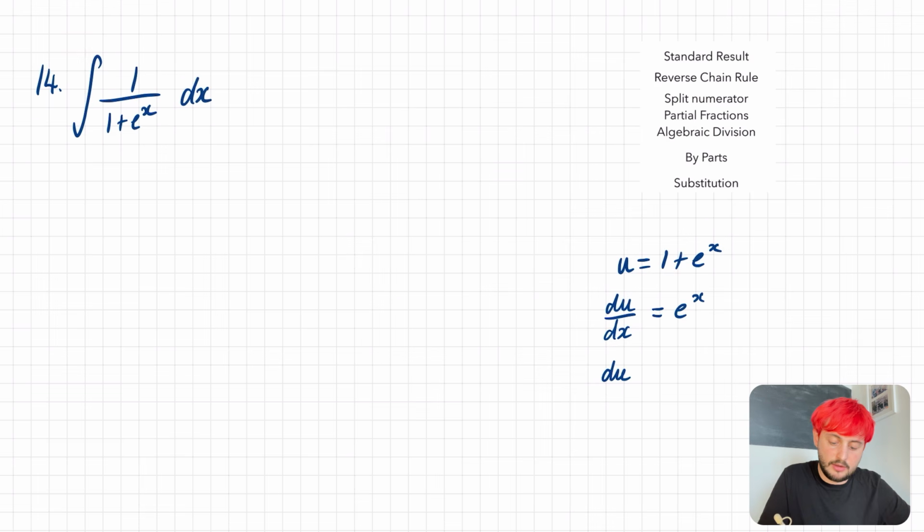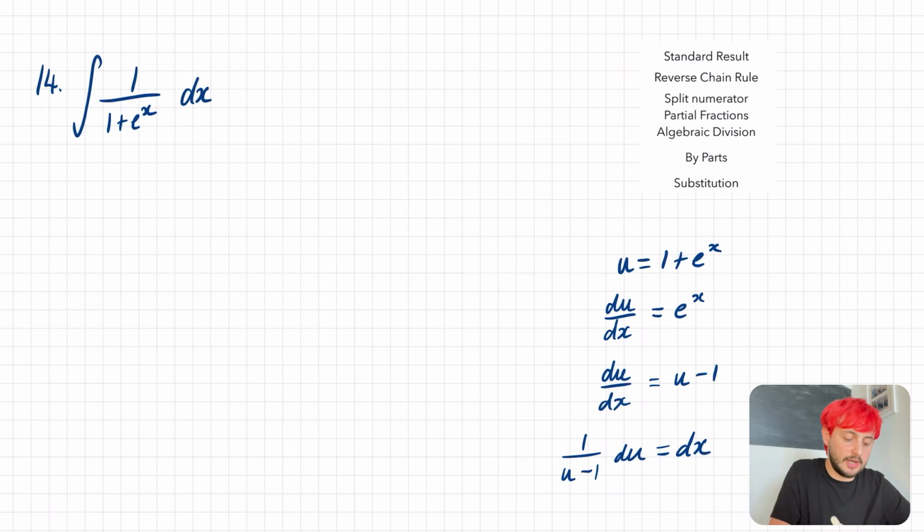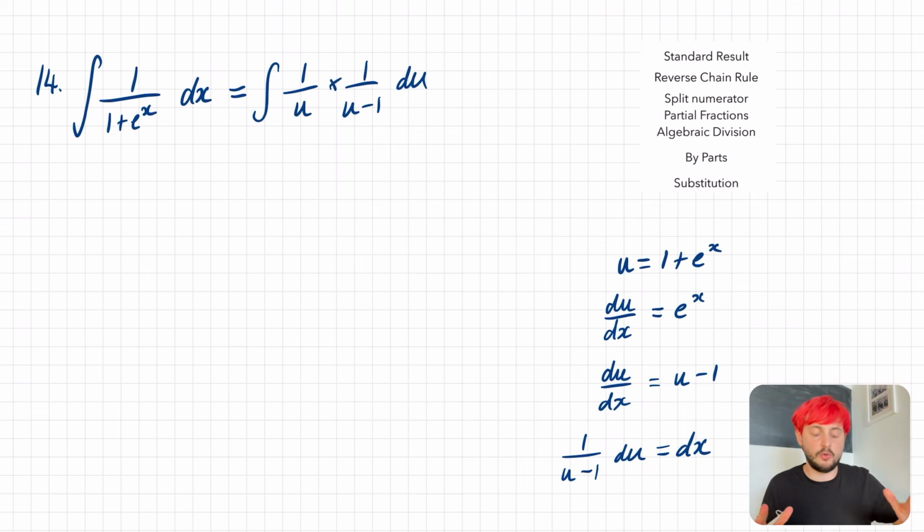So that's du by dx equals e to the x, and if you look at this top line that we've got here, it's just u minus 1. So I can replace it with u minus 1. So we get 1 over u minus 1 du is equal to dx. So I can now actually go and do that substitution. So it's going to be 1 over u, and then dx is 1 over u minus 1 du. So I've transformed it now into just a completely u kind of one.